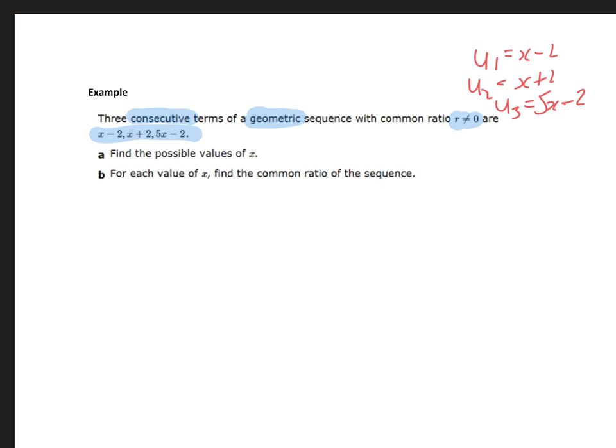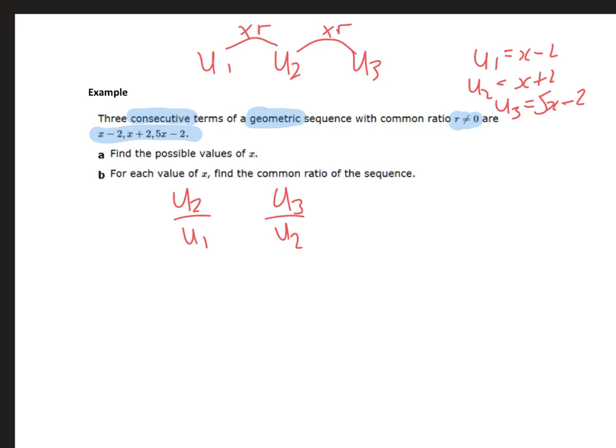So instead, let's think about what is a geometric sequence. So u1, u2, u3. So to get from u1 to u2, I times by r, and to get from u2 to u3, I times by the same number r. So that ratio is the same. So what do I times u1 by to get u2? I times by u2 over u1. That gives me the ratio. And to get from u2 to u3, I times by u3 over u2. So those ratios must be equal.